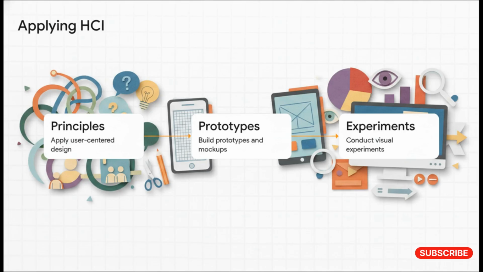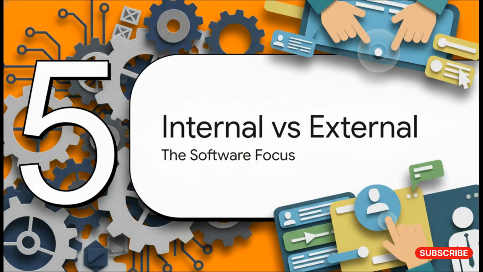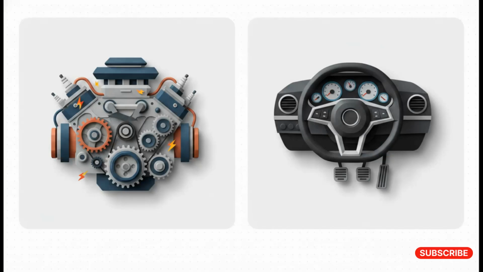And finally, Section 5, Internal versus External Workings, the software focus. So, the crucial point is the clear difference in focus between traditional software engineering and HCI. Software engineers focus heavily on the internal workings of the software. They're building the hidden architecture, the logic, the back-end systems. But in HCI, specialists are concerned strictly with the external workings of the software. They command that human-facing exterior. Basically, if the software engineer builds the engine of a car, the HCI specialist designs the steering wheel, the pedals, and the dashboard so a normal person can actually drive it safely.